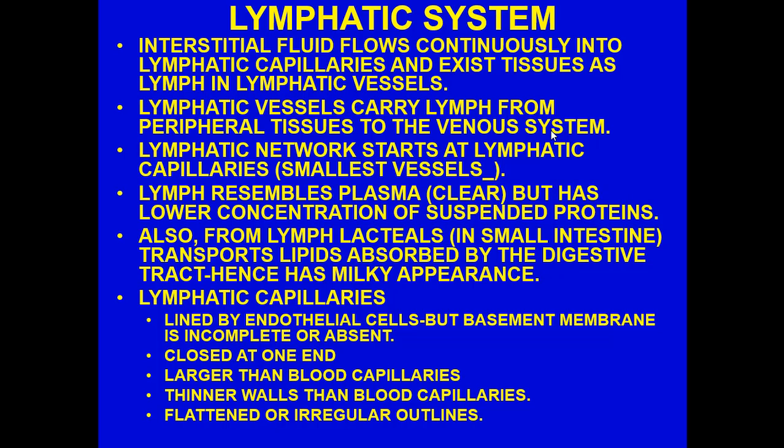Plasma would be somewhat yellowish because it has more suspended proteins, immunoglobulins, a variety of other proteins. Lymph itself has a much lower concentration of suspended proteins. Now, there is one exception to the rule. The lymph lacteals are the small capillary-like structures located in the villi of the small intestine. They are going to transport lipids that are absorbed by the digestive tract. So lymph there is going to have a milky appearance.